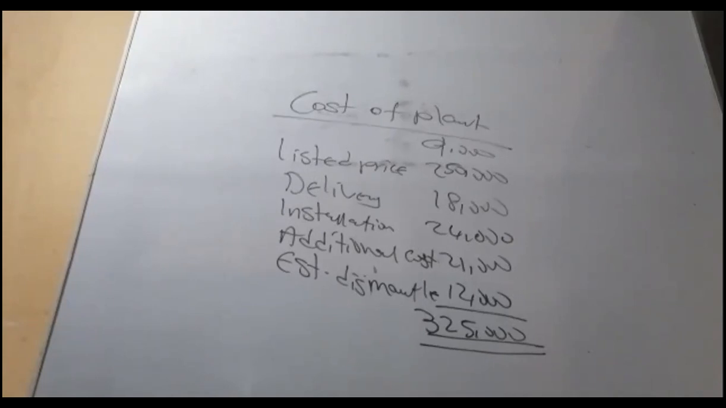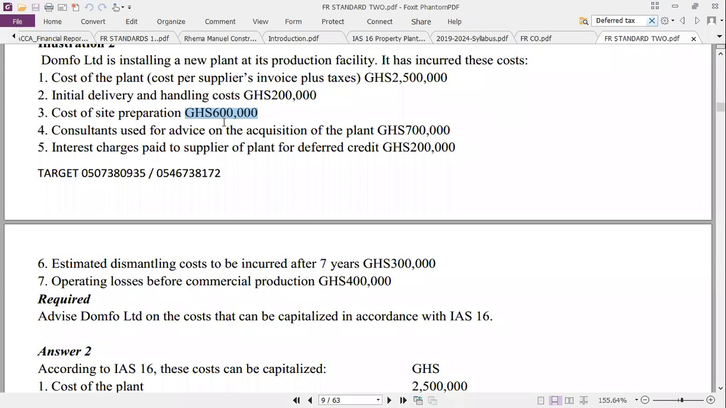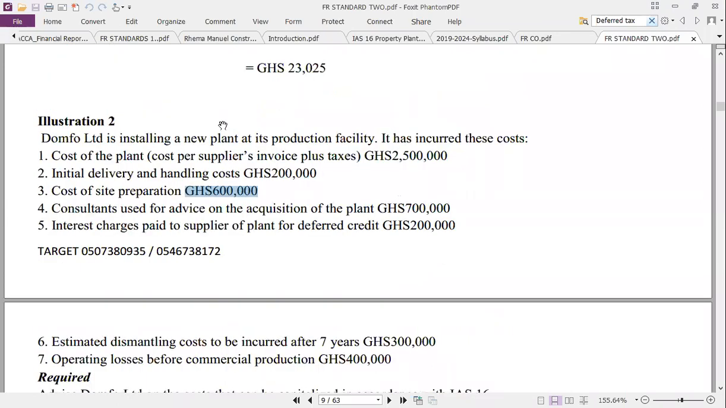The next one, you do it for me. We will call it Dumfo Limited. Now let's look at Dumfo Limited. They are saying, illustration 2. Dumfo Limited is installing a new plant at its production facility. It has incurred this cost of the plant. So cost per supplier's invoice plus taxes, 2.5 million. Will it be part? Great. Initial delivery and handling cost 200,000. Will it be part?